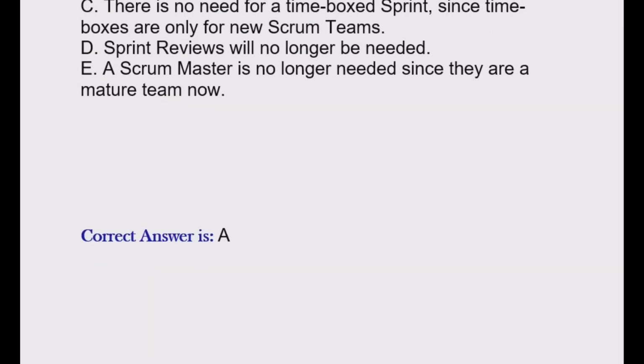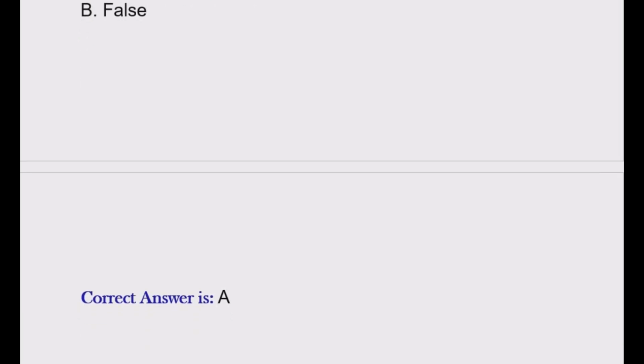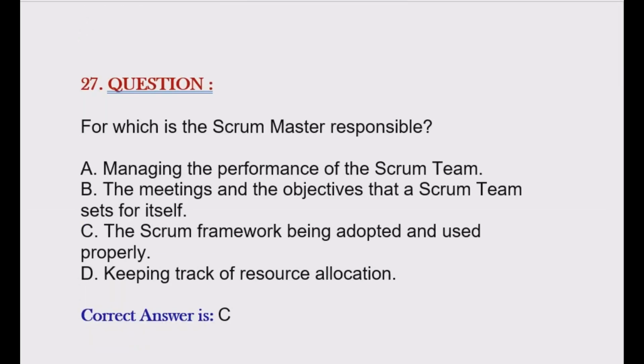Correct answer is option A. Question is, a properly functioning Scrum team will have at least one release sprints and may well have several. Options are true or false. Correct answer is option A, true.